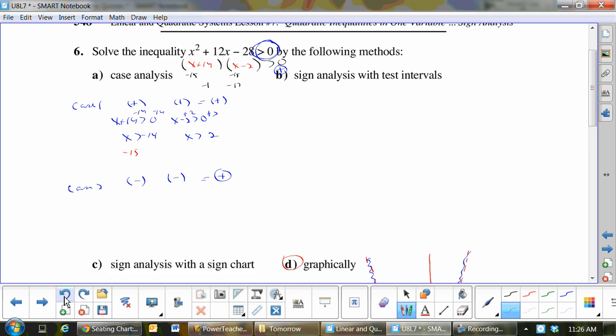Look at what number I picked. x is greater than negative 14. I picked negative 15. Is that a number greater than? No. That's a number less than. So I should have picked like negative 10.